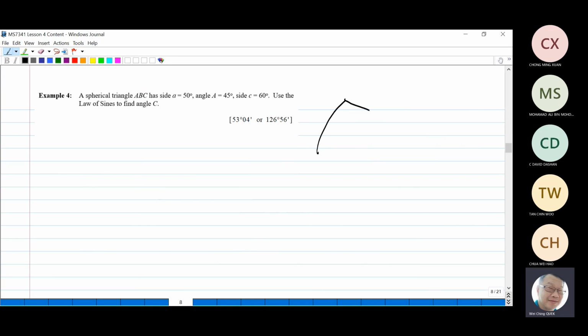A, B, C. All right. So angle A is 45 degree. Side A is 50 degree. And side C is 60 degree. Use the sine law to find angle C. Where is C here?